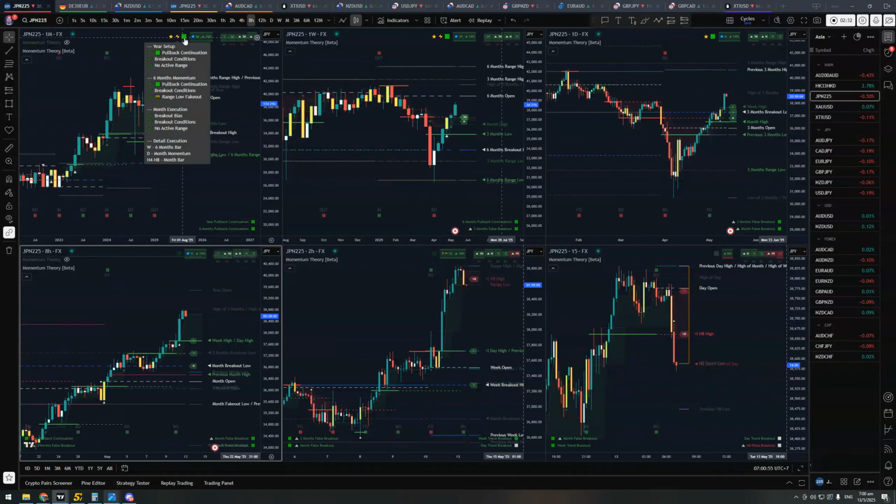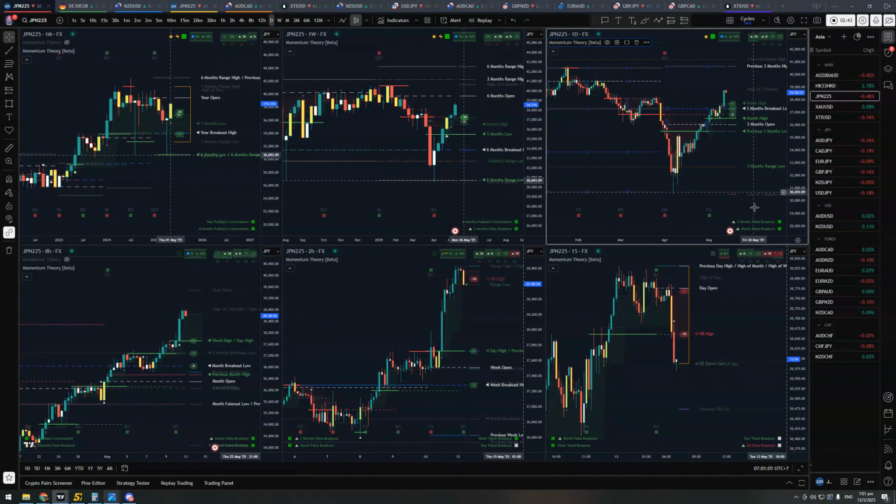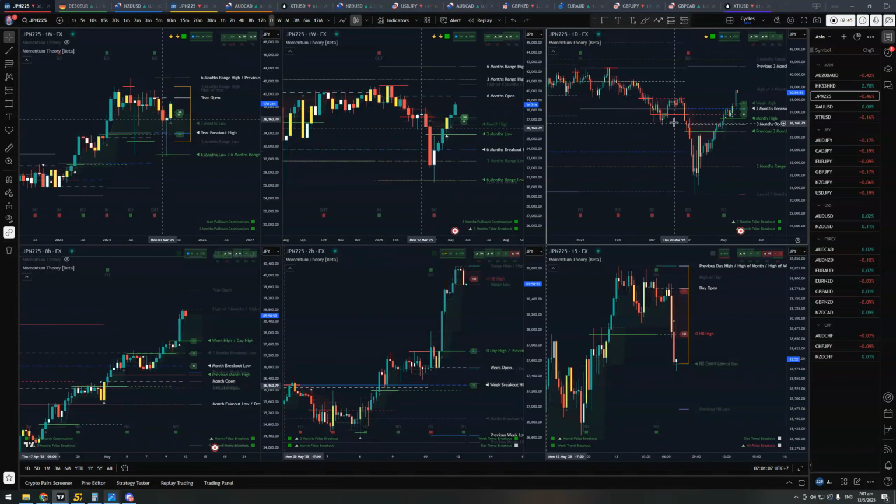If I hover over this, you can see at the bottom there, detail execution. Those are the time frames that I can trade this. So H4, H8, that's where I trade the monthly bar. Daily is where I trade the monthly momentum. The monthly is the momentum time frame. So those are the two time frames that I'll trade if I have a good bias on this monthly bar for the yearly cycle.